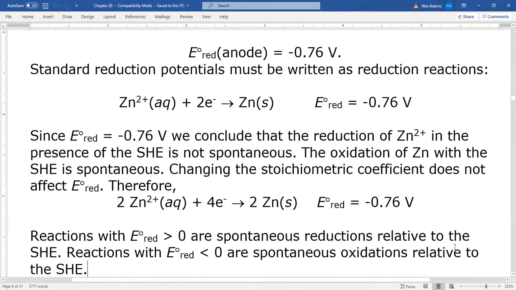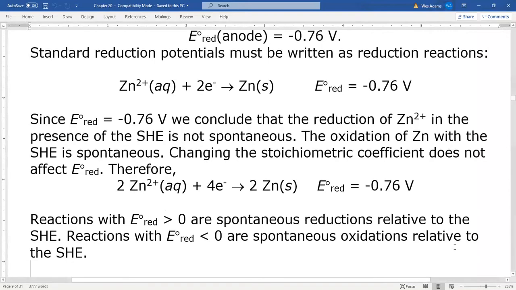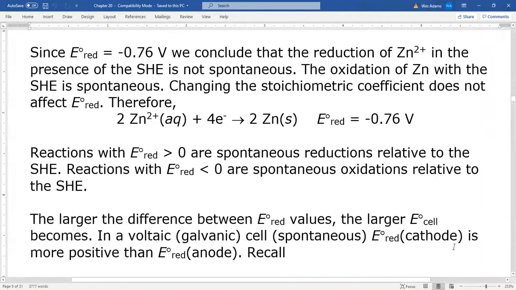So if E standard reduction is greater than 0, then it's a spontaneous reduction relative to the standard hydrogen electrode, or SHE. And the reactions with a negative reduction potential are spontaneous oxidations relative to the SHE. The larger the difference between those reduction values, the larger the E cell will become, either in a positive or a negative direction, depending on whether you have it set up favorably. If you end up with a negative cell potential, but you want a galvanic or voltaic cell, your electrodes are backwards. Just switch the wires and you'll be set.